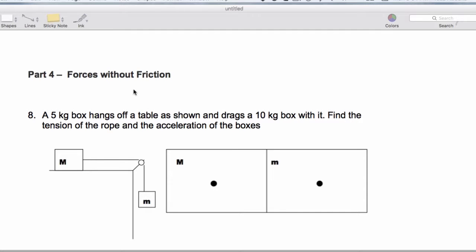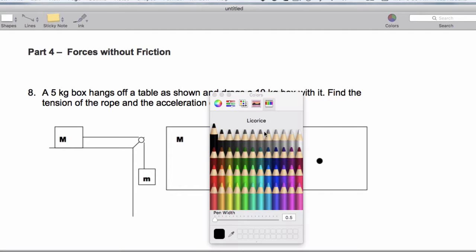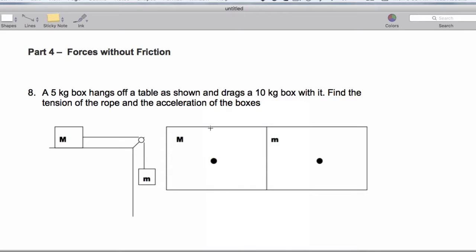All right, so this is, I notice I put forces without friction, so we're going to go ahead and actually set up this problem. So we have, and I'm going to do this in two different colors for each box. Now, you know what, I'll leave it in one color. Here's what we'll do though.